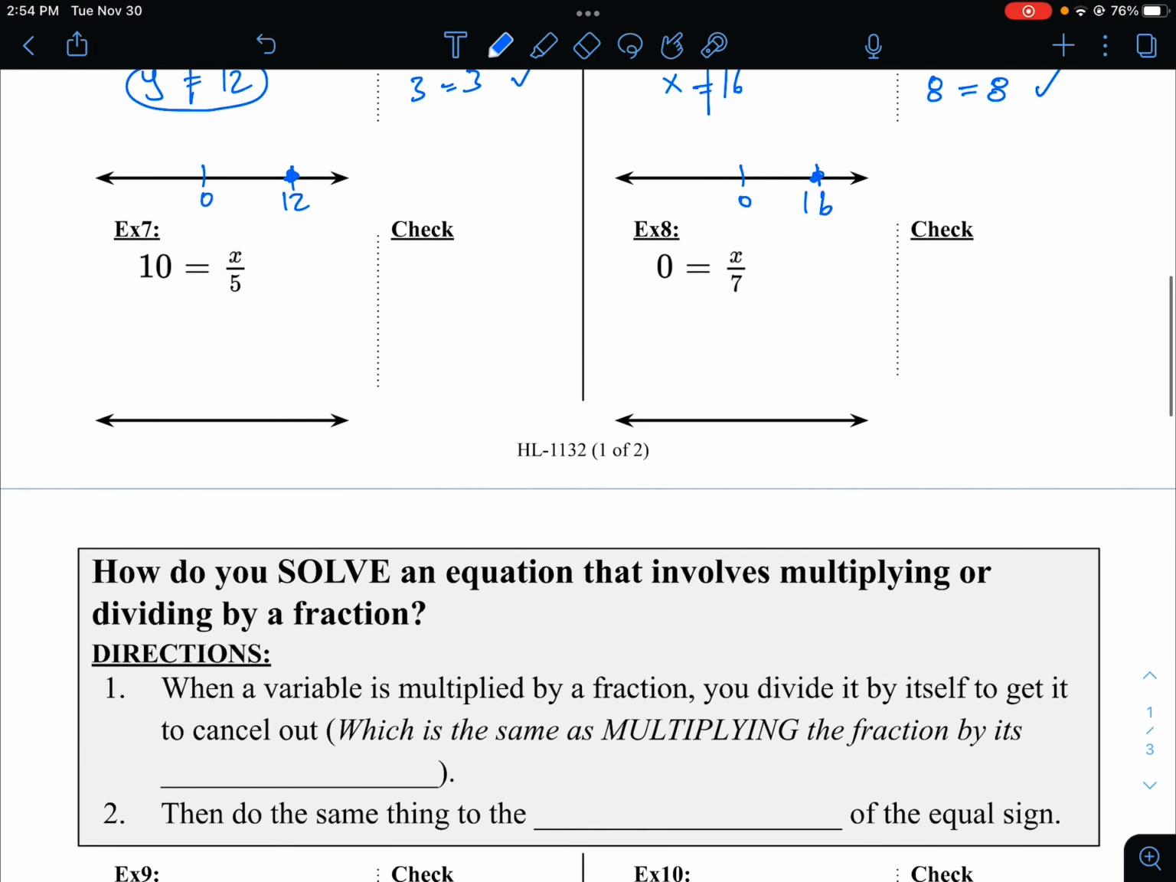Let's try example 7. 10 equals x divided by 5. All right. The opposite of dividing by 5 is multiplying by 5, so I'm going to multiply by 5. That cancels. This equals 50. Does 50 divided by 5 equal 10? It does. 10 equals 10. That is true. Let's graph 50.